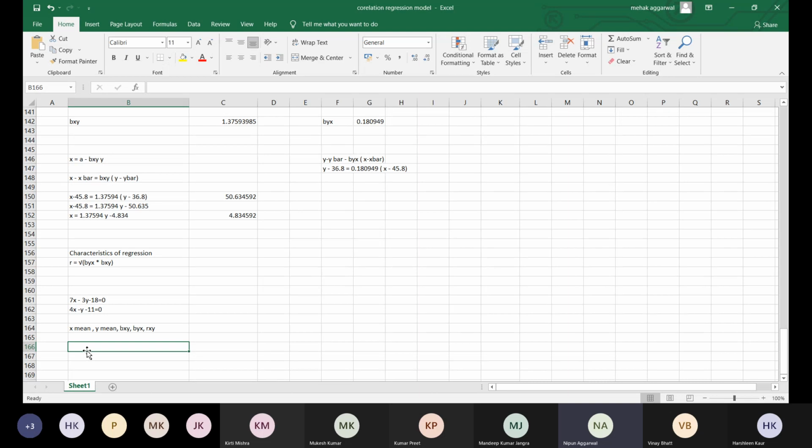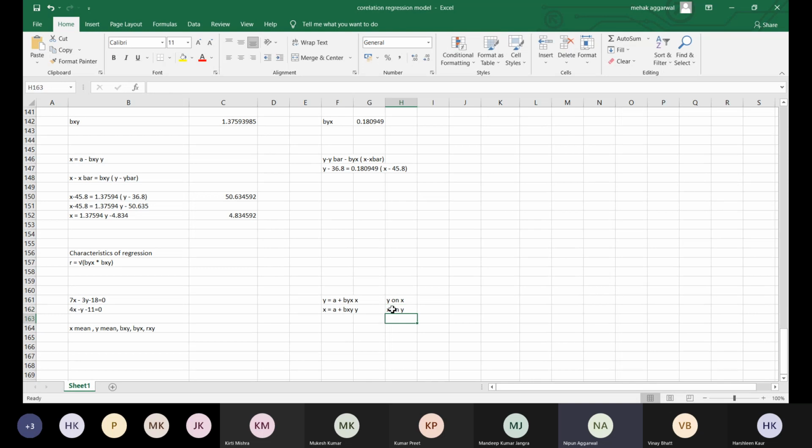Fine. So now, what is the general line of y on x? We've already discussed that. Y is equal to a plus byx x. So that will be the general line of y on x. And the general line of x on y is x is equal to a plus bxy y. So this will be the general line of x on y.